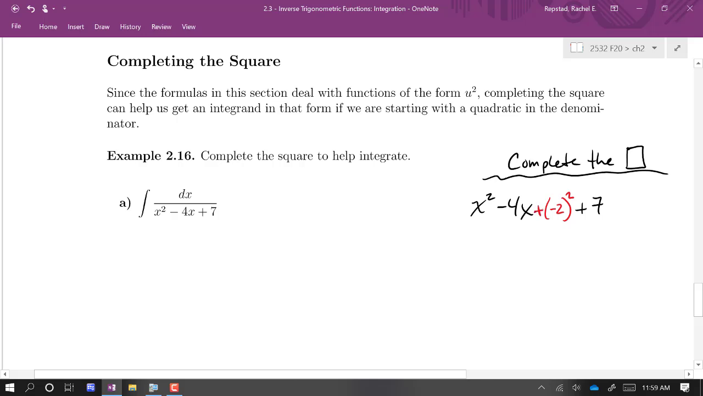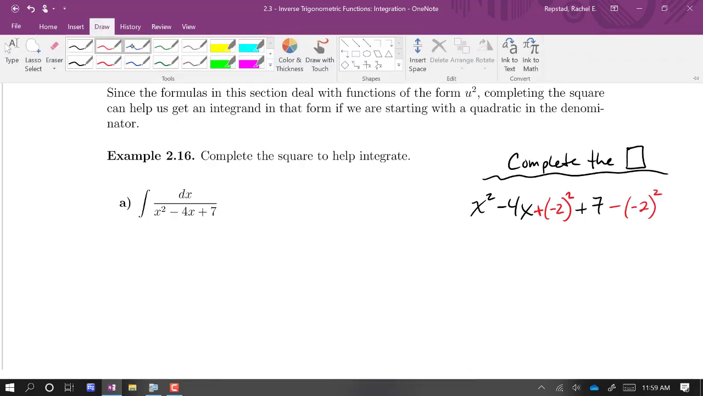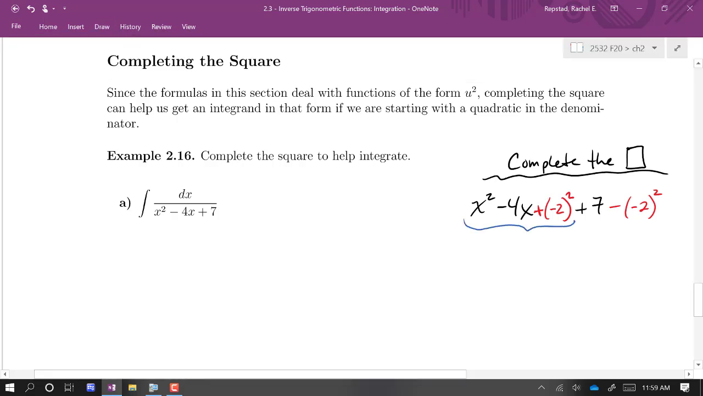And now if I were solving an equation, what I would do now is just add the same thing to the other side. But we don't have an equation, we just have an expression. So what I'm going to do is subtract this. Right, so I'm just adding and subtracting the same thing. Now this right here is a perfect square.